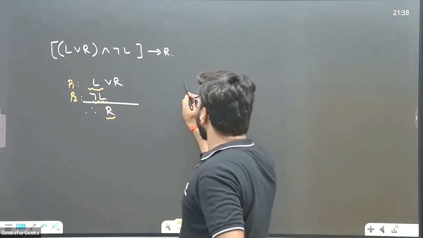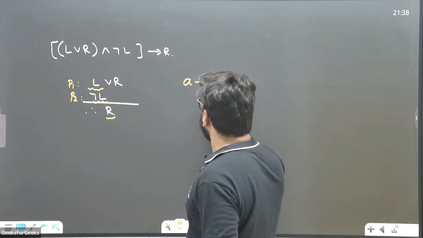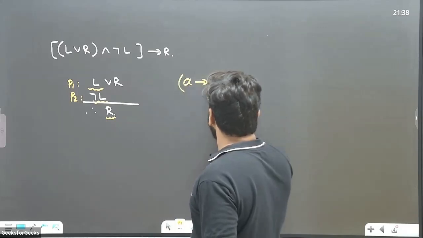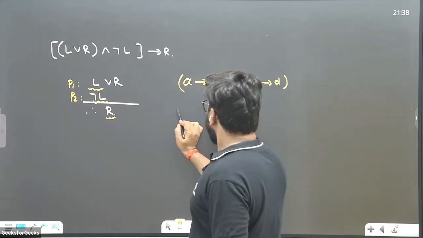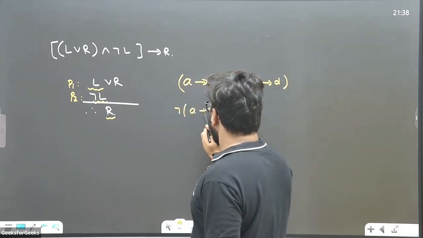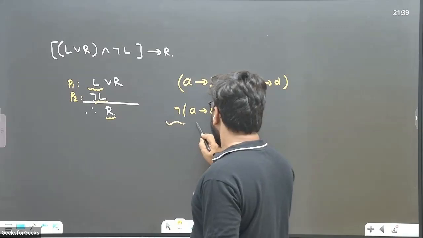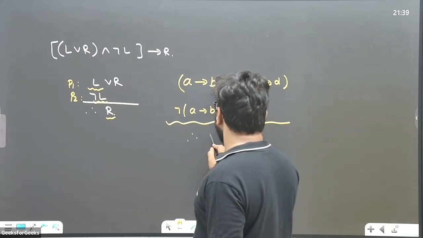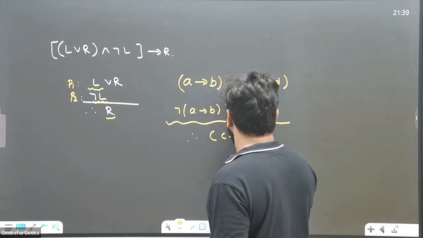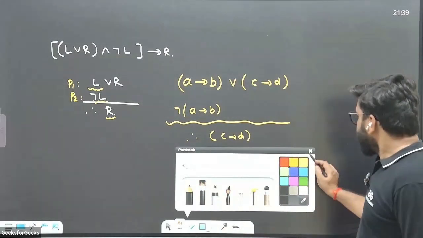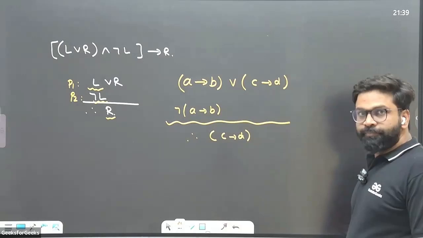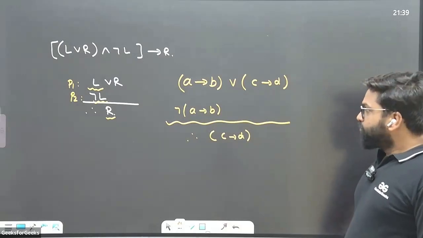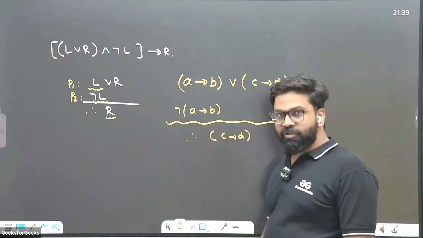So how can I create my own rule? For example, if I write A implies B or C implies D, then the negation of A implies B, and then I can write my conclusion, which is nothing but C implies D. This is one way of writing. So here I have created my own rule, because if this is valid, then this will also become valid.